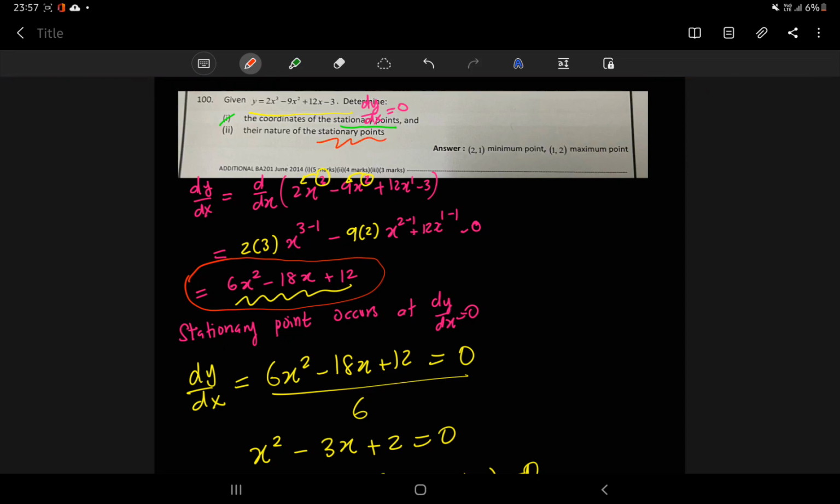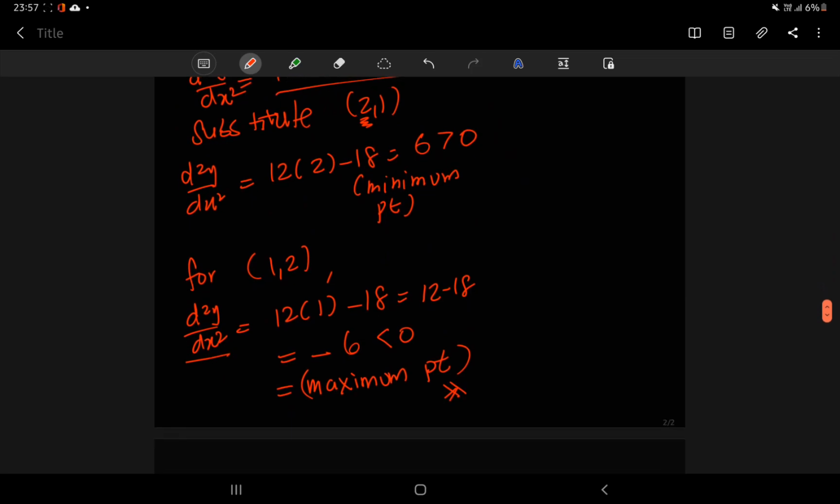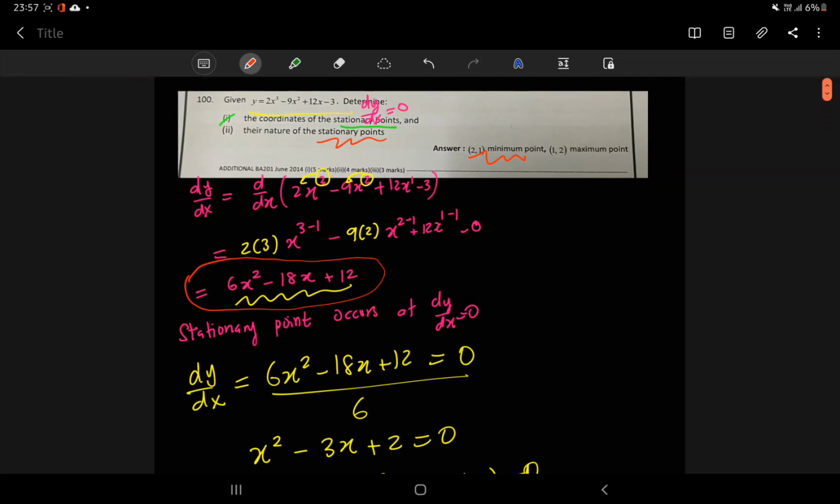So this is the nature of the stationary points, both of them. It's very easy. We got it right over here. Let me check. Yes, I'm correct. Okay, thank you.